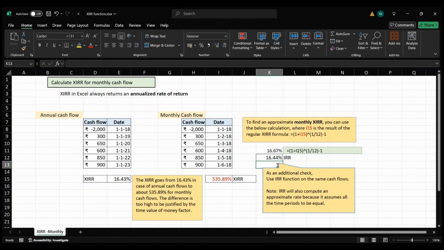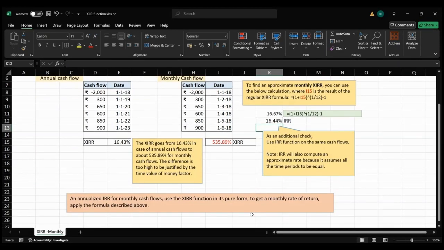So here we got 16.44. So here for annual cash flow we got 16.43. Okay, and here for monthly return we got 16.67, and for IRR we got 16.44. But here one thing we have to notice, this IRR which we have computed will give only an approximate rate because it will assume all this time period to be equal.